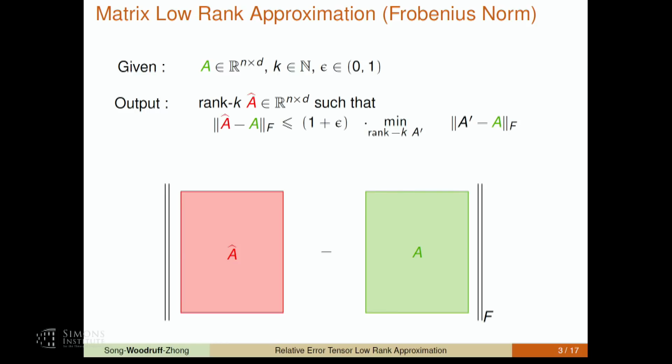In particular, what we'll look at is the Frobenius norm, which for a matrix is just the sum of squares of the entries to the 1/2. What we'd like is to find this rank k matrix A hat so that the difference of A hat and A under this norm is pretty small. Say it's at most 1 plus epsilon times the best possible approximation of A by any rank k matrix A prime. OK? Again, we're just looking at Frobenius norm here.